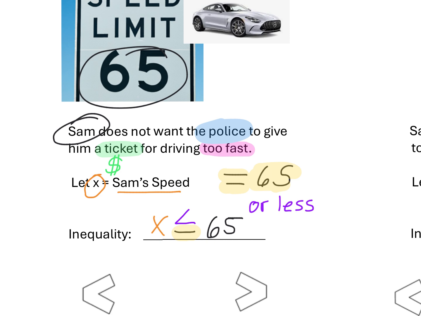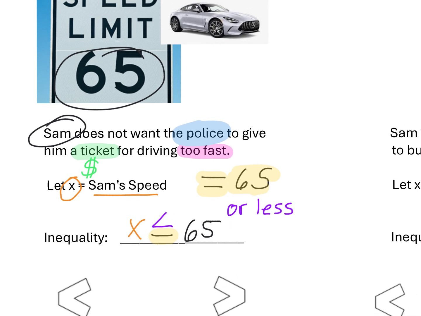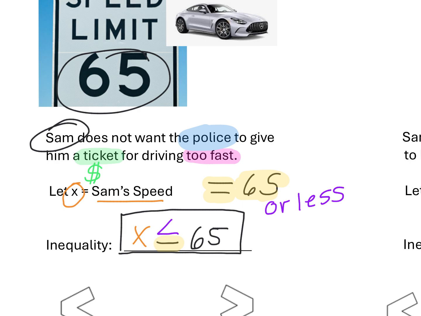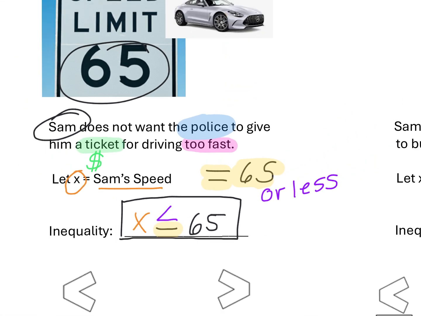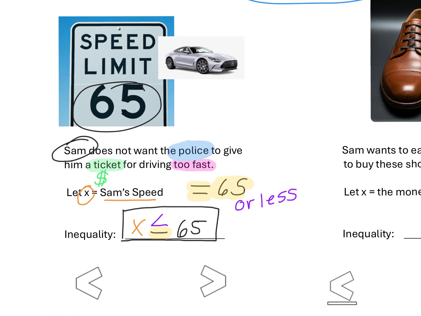I think I said that wrong. Let me say that one more time. Sam's speed, X, is less than or equal to 65. So even though in real life you might not actually write an inequality with the symbols, being able to think about inequalities is very, very important in real life.